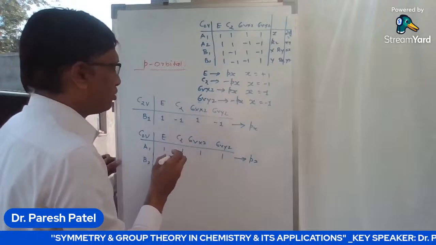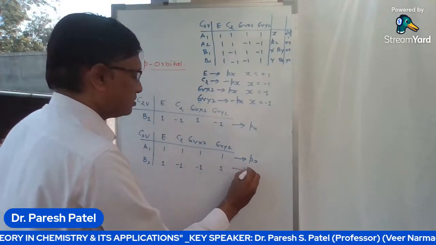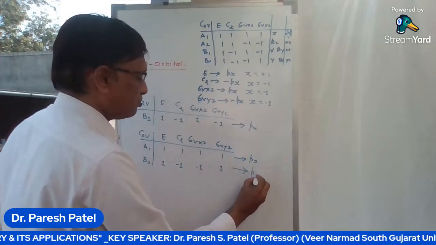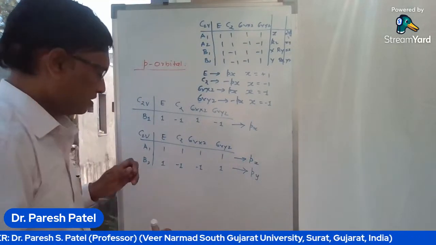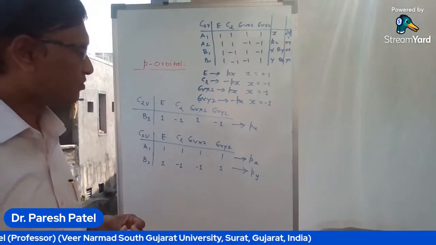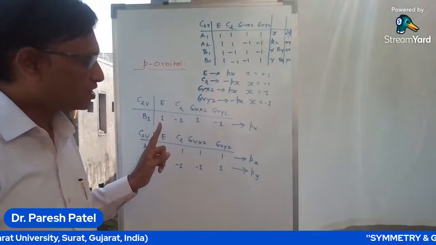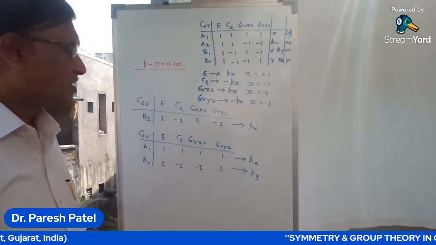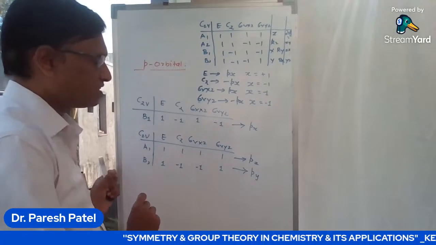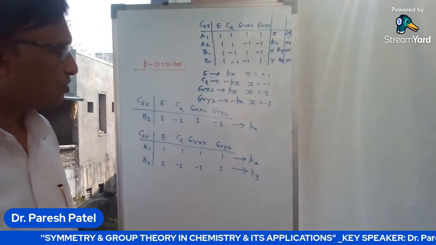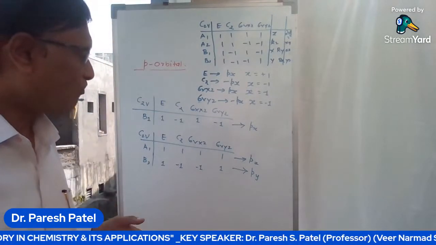And Y, it means this is the contribution from Py: 1, minus 1, minus 1, 1. This is the contribution from Py. So dear students, this is the transformation properties for p orbitals, maybe Px, Py, and Pz. So this is the contribution from Px, this is the contribution from Pz, and this is the contribution from Py. So these properties can be recognized as the transformation properties of p orbitals.